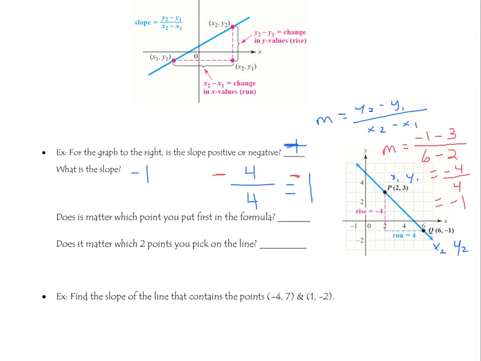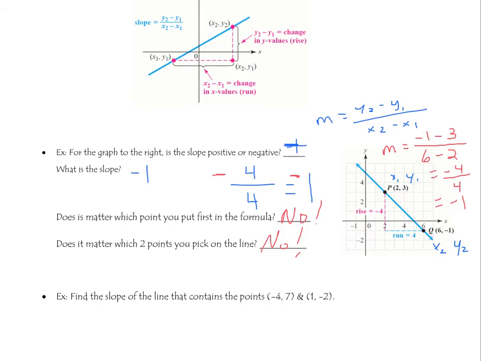Does it matter which point goes first in your formula? And the answer is no, it does not. And does it matter which 2 points you pick on the line? And no, it does not, because they'll still have the same slope. So find the slope of the line that contains the points (-4, 7) and (1, -2).